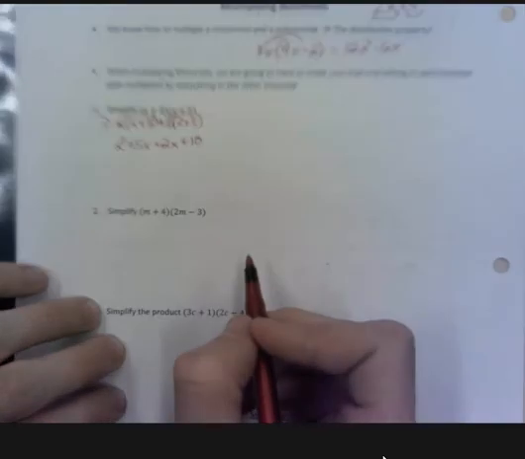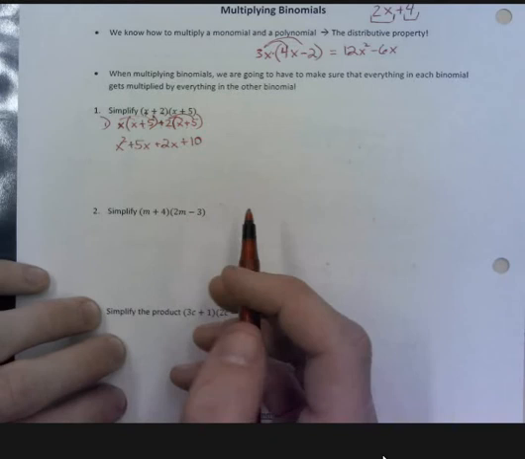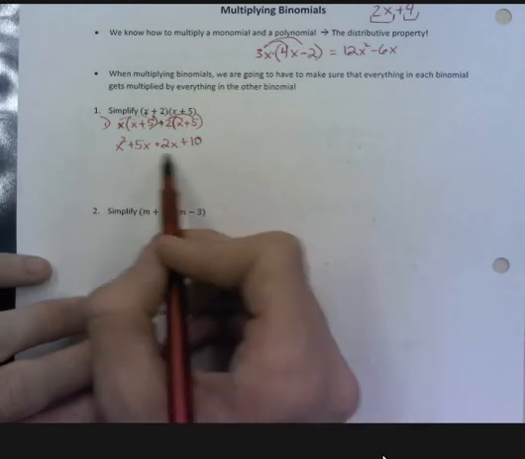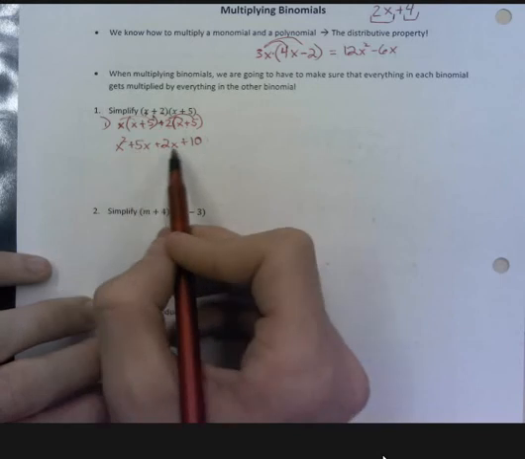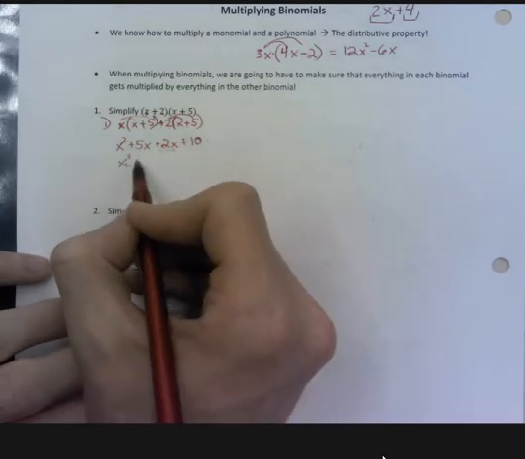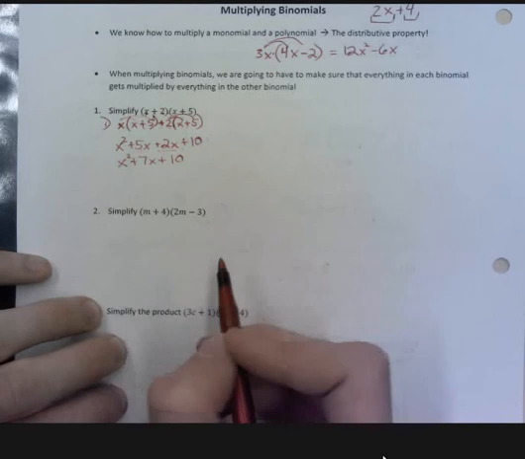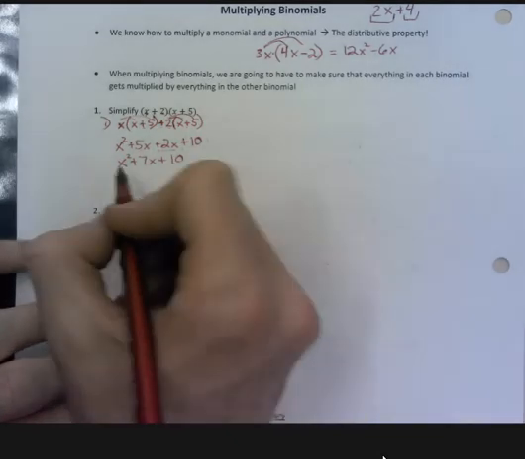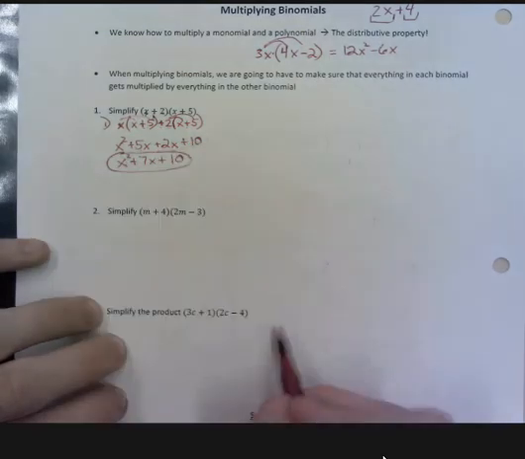So here we have a large polynomial, and if we can simplify it, we're going to need to. Is there anything here that I can combine? I would say yes. 5x and 2x are like terms, so let's simplify that. 5x plus 2x gives me 7x, and I still have a plus 10. So right there, since there's no other like terms, that's as simple as we can make this once we've multiplied it out.